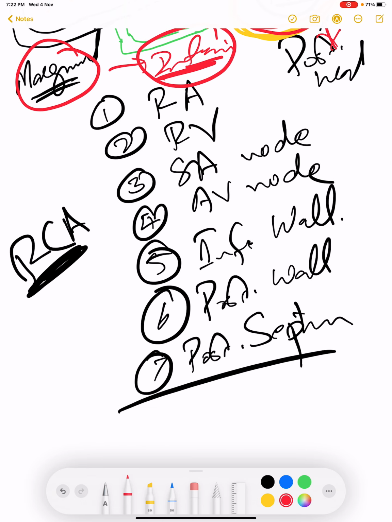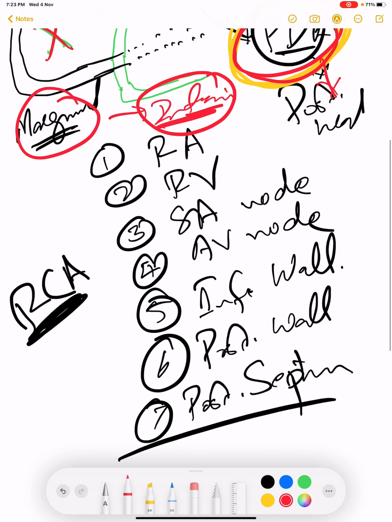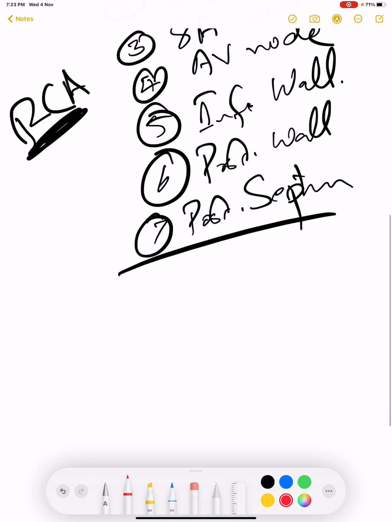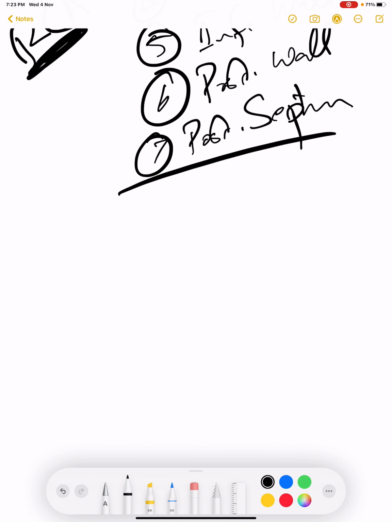Okay, and now let's go. This was all about the right coronary artery. So let's take the left anterior descending artery.